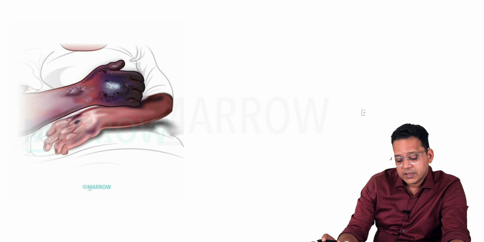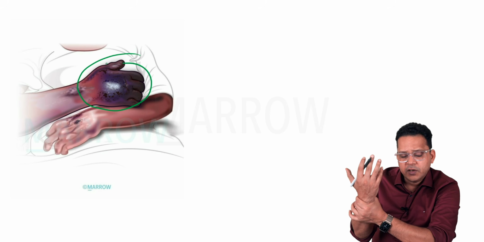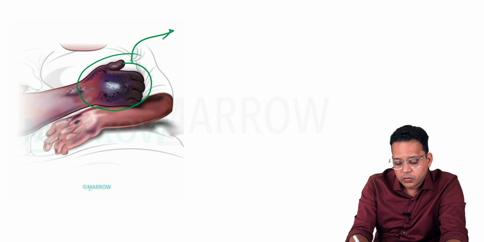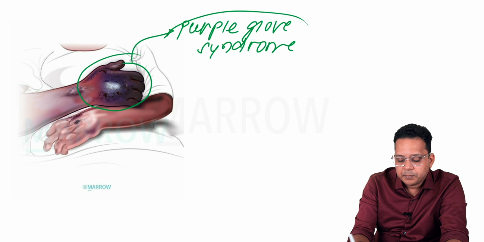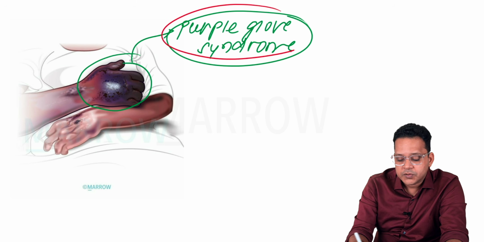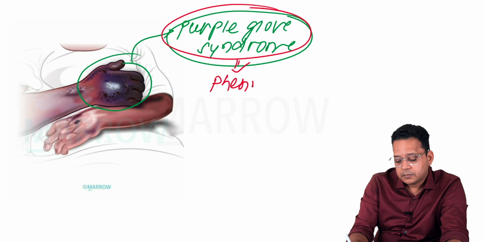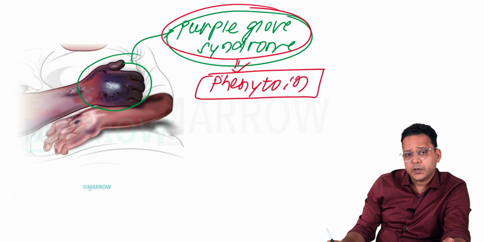All right, now look at this. You can see the area of the hand involved is that area where we wear a glove. So what is this side effect known as? This side effect is called purple glove syndrome. Now, guys, the question to you is, which drug can cause purple glove syndrome? The drug is phenytoin, guys. So purple glove syndrome can be caused by phenytoin.